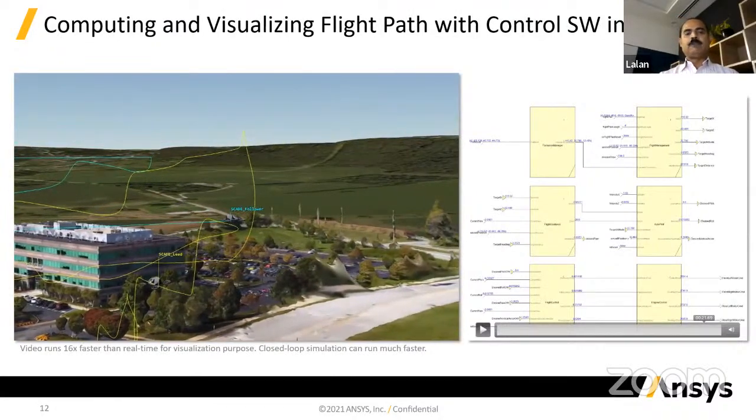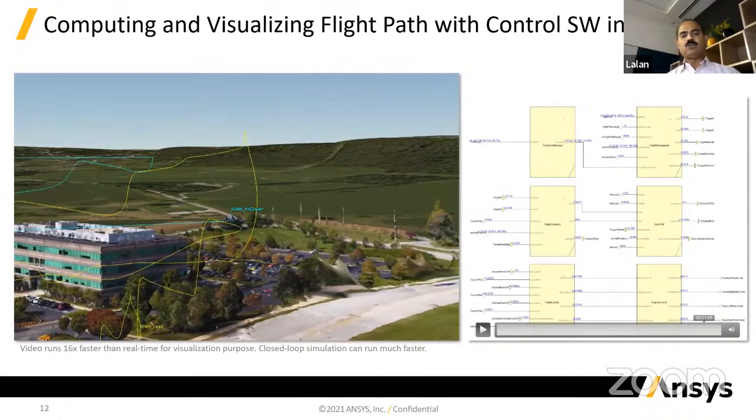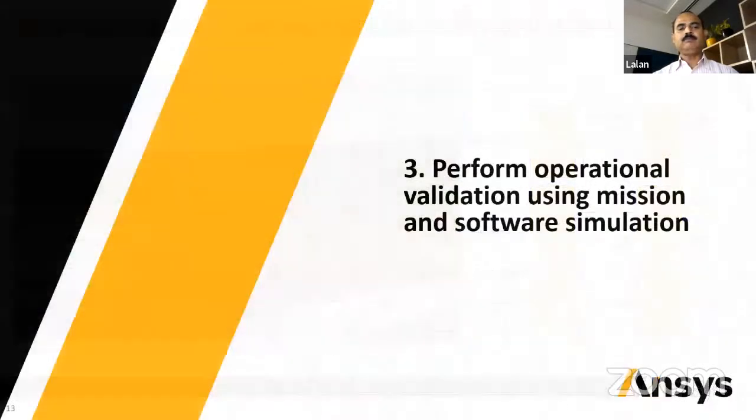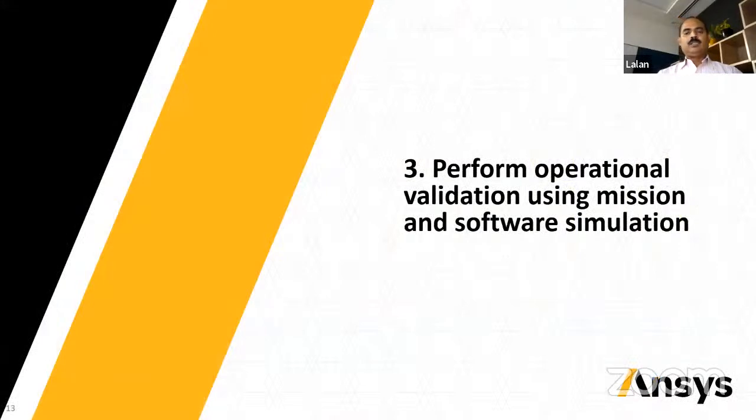And this flight path is generated by the auto code generator, which ANSYS has, a tool called ANSYS SCADE system, which is a model-based control software generator, which you can see at the right side of the image. So we have the environment, we have the platform, now we have the software. Now let's use this integrated system to look at the operational validation.